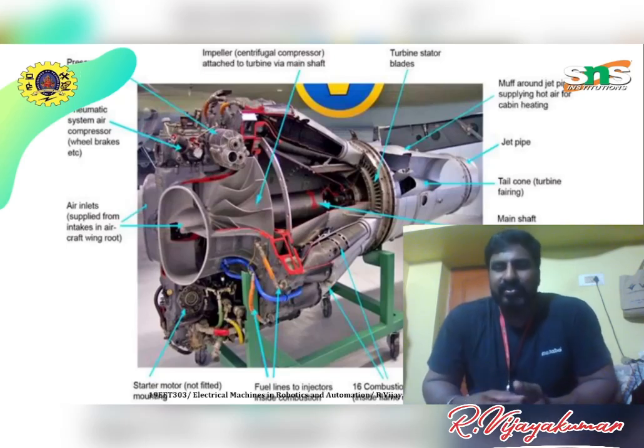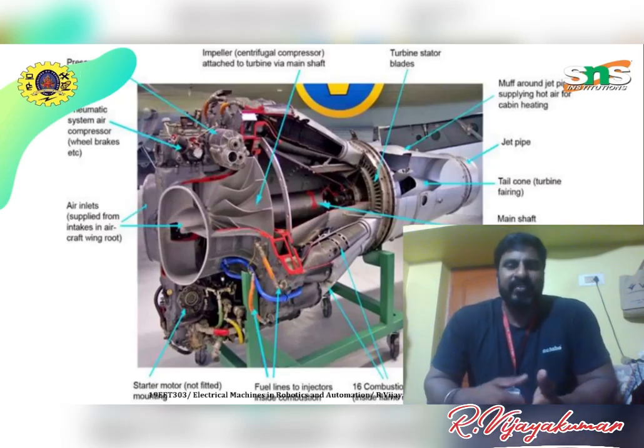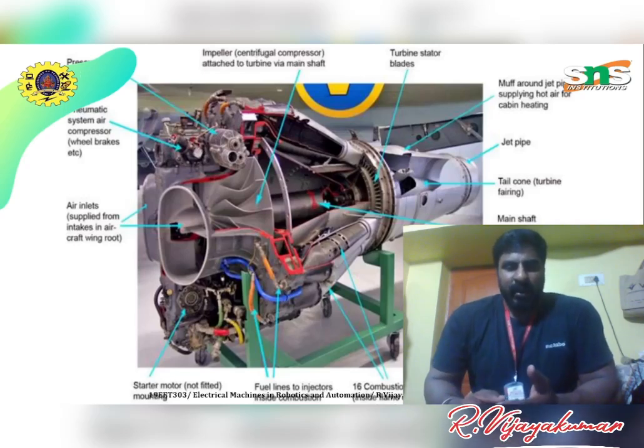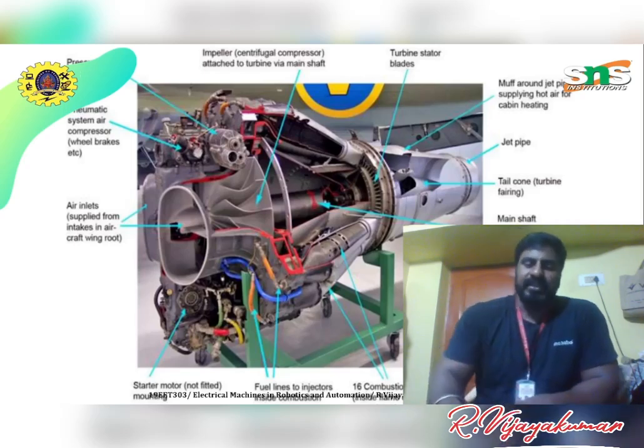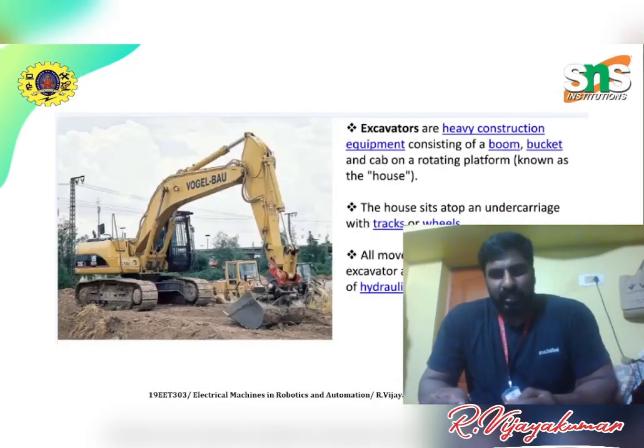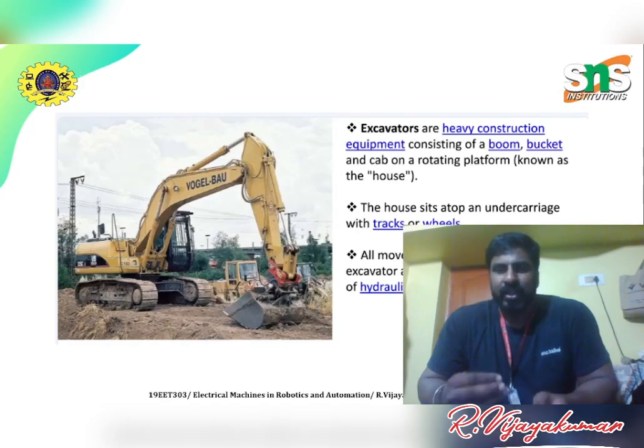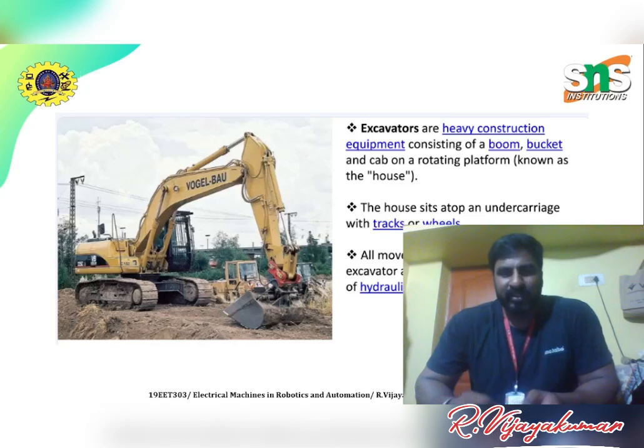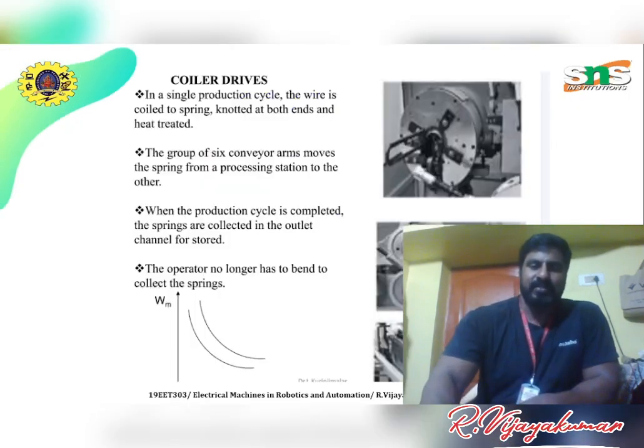Servo drives will deliver constant speed or very high speed compared to an AC motor or a DC motor. We are also using excavators, heavy construction equipment consisting of a boom, bucket, and cab on a rotating platform known as the house. The house sits atop an undercarriage with tracks or wheels. All movement and functions of the actuators are accomplished through the use of hydraulic fluid with rams and motors.